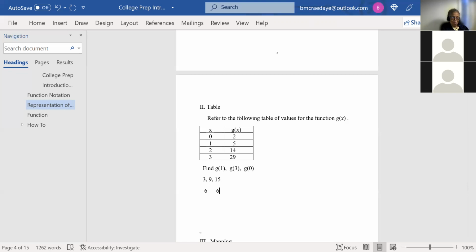Well, it's really the difference. So, okay, this was 3, this was 9, this was 15. So the difference between the differences is 6.